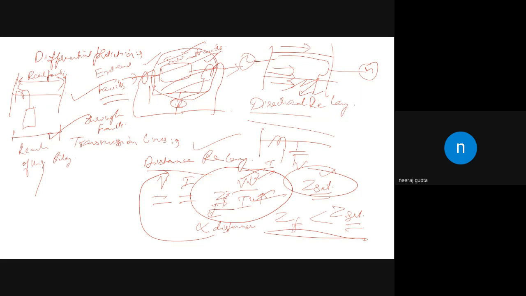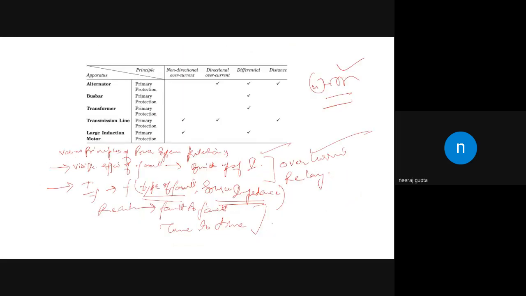Now, next we have a table giving the different types of protection used for the different equipment. Like alternator, we have the primary. We are using the non-directional, and we are not using the non-directional relay. We are using this directional relay as the primary protection. We are also using the differential relay. We are also using the distance kind of relay. Then for the bus bar, we are only using the differential relay.